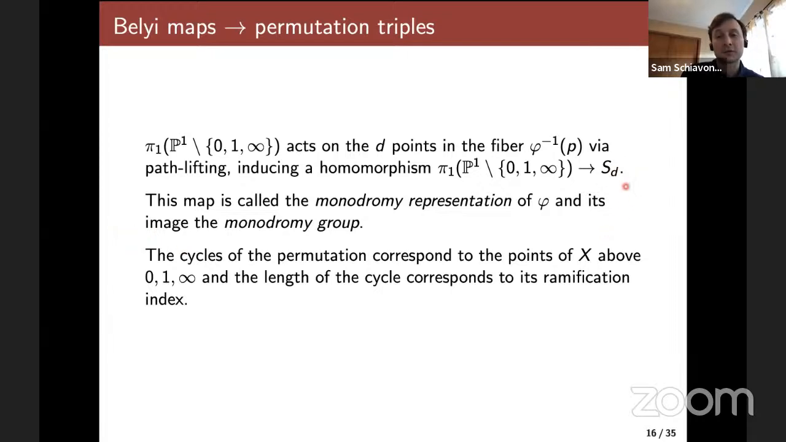So this combinatorial data that we're getting from the monodromy representation corresponds to data about the Belyi map phi. The cycles of the permutation correspond to the points of our curve X above 0, 1, and infinity, and the length of each cycle corresponds to its ramification index. So for instance, if you have a 3-cycle, that means that there's a point with ramification index 3 upstairs.